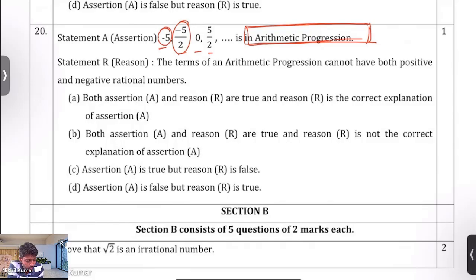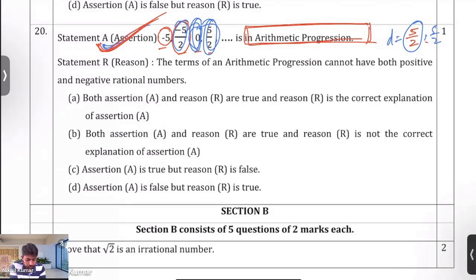It's 5 by 2. Third term minus the second term. What's the common difference? This minus this. Again 5 by 2. 5 by 2 minus 0, again 5 by 2. So we can see that the common difference is fixed. This is in arithmetic progression. So assertion is correct. This statement is correct.